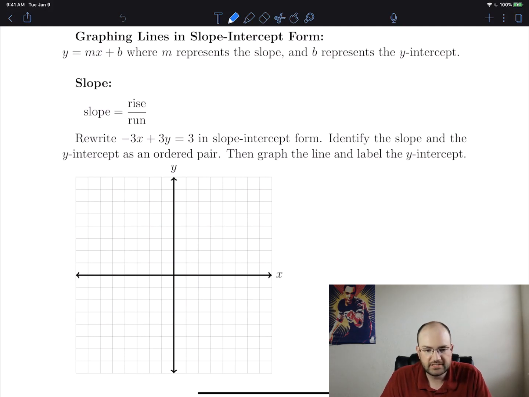Hello. In this example, we're going to be graphing lines in slope-intercept form.